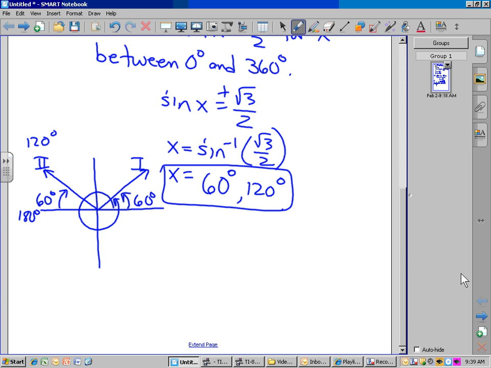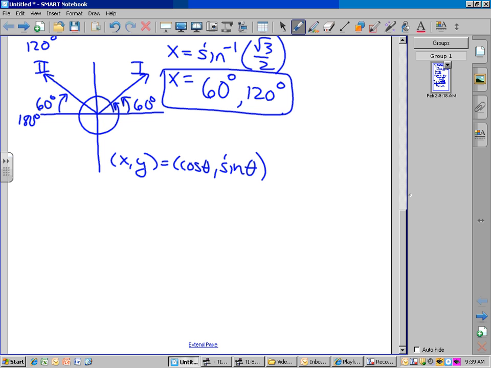Okay, sine is really equivalent to y in the unit circle, right? If we go back to the unit circle, the point (x, y) was represented as cosine of theta, sine of theta. So y is your sine and x is your cosine. So wherever sine is positive, y has to be positive. Let's do a cosine here so you can get that.